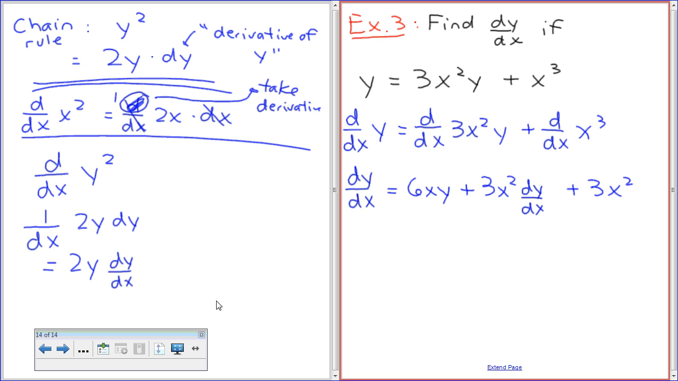To solve this question, what am I going to do? Emma, since you're going to test me at lunch, I'm testing you now. If I want to isolate dy by dx, what am I going to do? Go ahead. You move over 3x squared dy over dx. Yep.